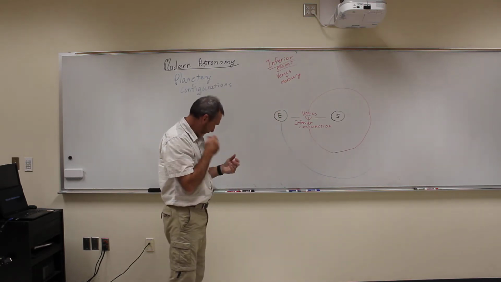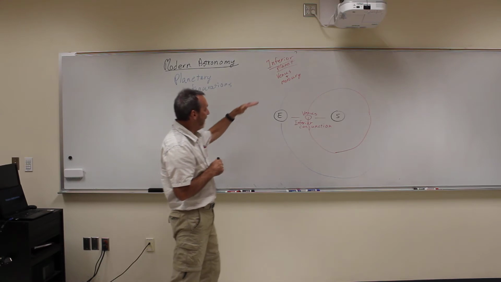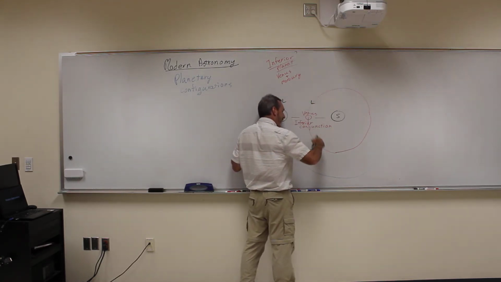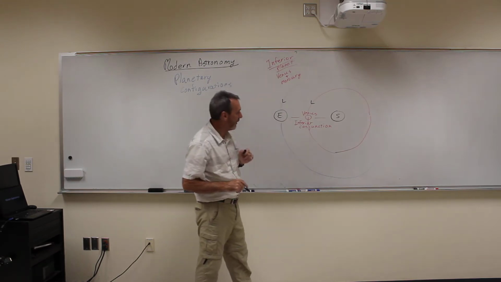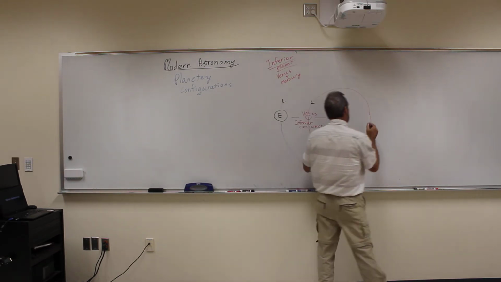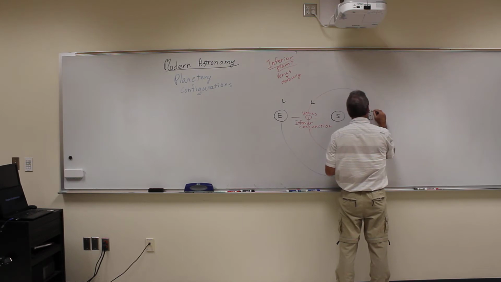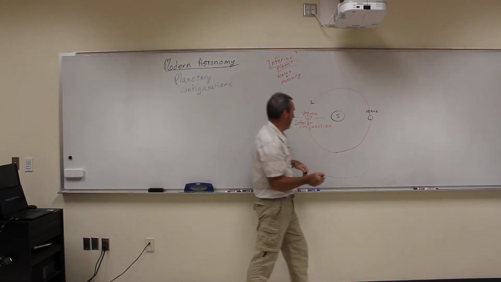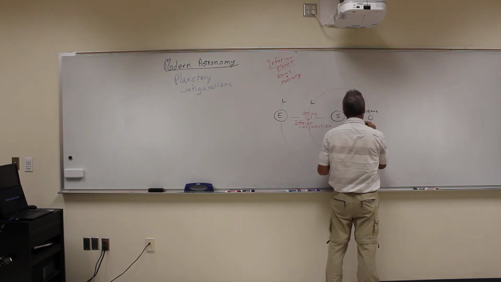Conjunction means that from the Earth, Venus and the sun are in the same place. And that happens when, remember, they're both going counterclockwise like this. So Venus is passing between us and the sun. Now Venus goes around, it can also end up over here. When Venus is over here, it's also conjunction, because looking from the Earth, the sun and Venus are in the same place. This is called superior conjunction.